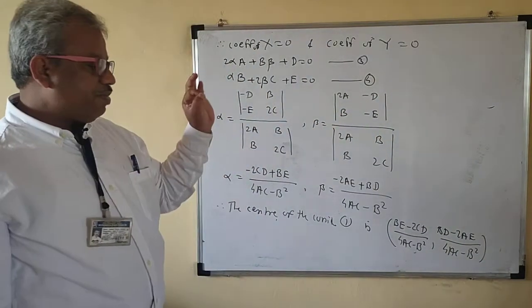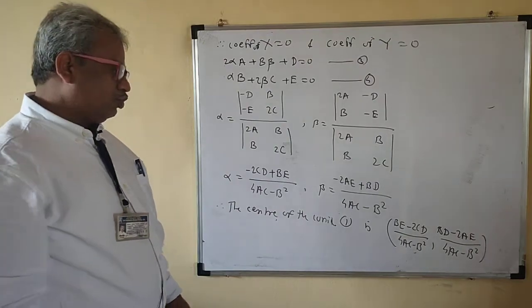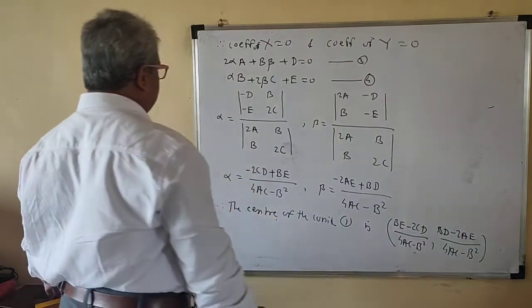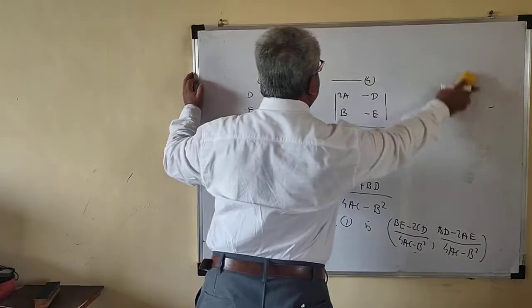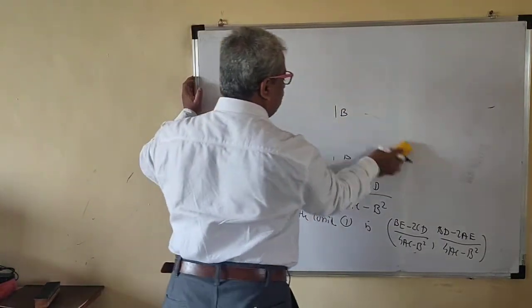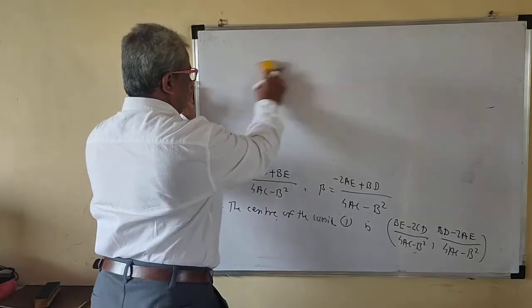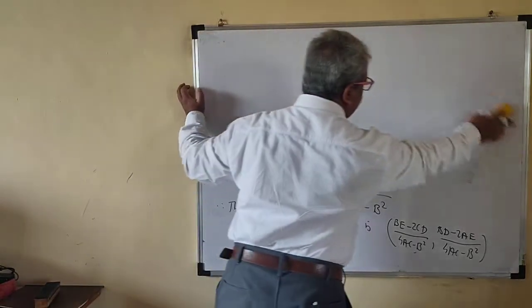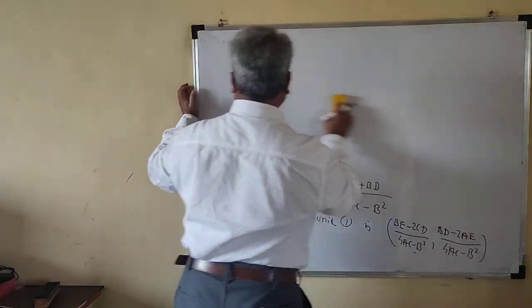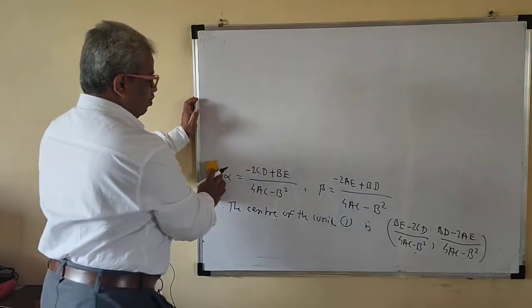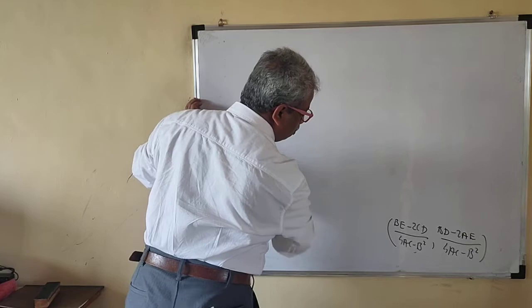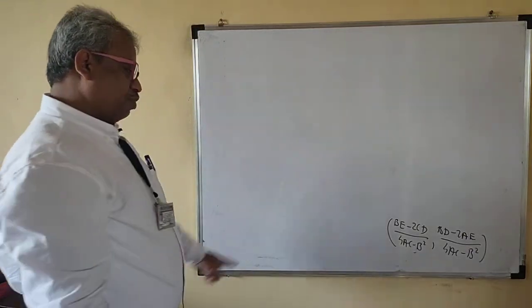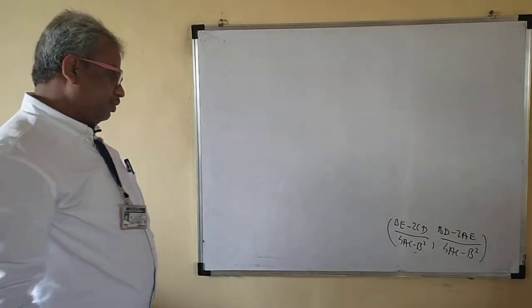Okay, so you should remember this formula. You should remember this formula. Okay, so this is the center of the conic. So if you want to find the center of the conic, you have to use this formula. With the help of this formula, you have to find the center of the conic. Remember this formula. This formula is very important. Okay.